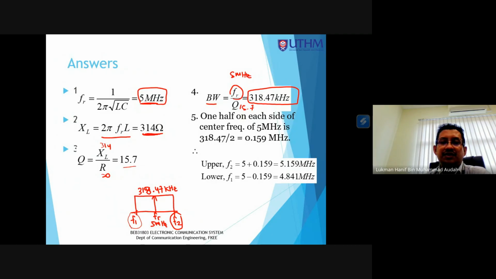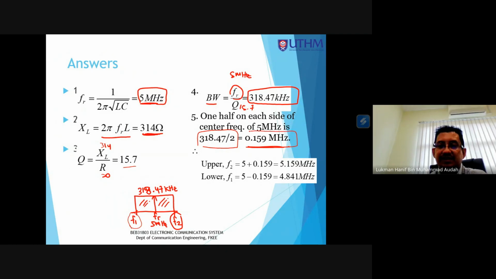So the solution here is like this. First of all, we divide the bandwidth with 2. So we're going to get only half of it, either half of this or half of this. So we want to know the half distance from the center. So the bandwidth we divide with 2, so we get 0.159 megahertz. So this is a half size, half distance.